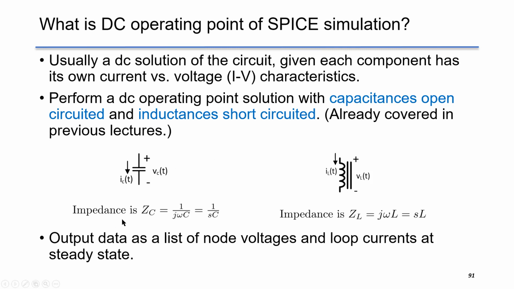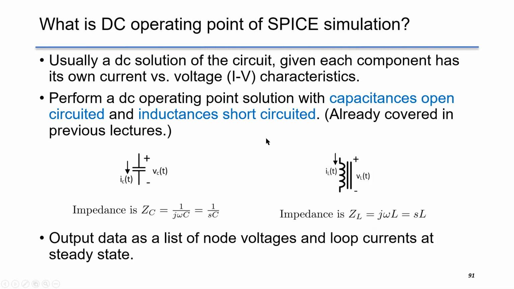The impedance of a capacitor ZC is 1 over SC. At DC operating point, that means S equals 0 and the impedance of a capacitor is infinity, so it becomes an open circuit. On the right hand side, we have an inductor. The impedance is S times L. At DC operating point, S equals 0 and the impedance of the inductor becomes 0. It is like a short.